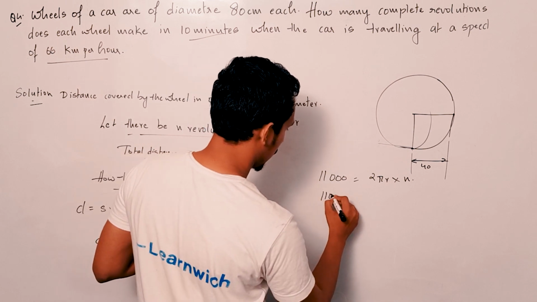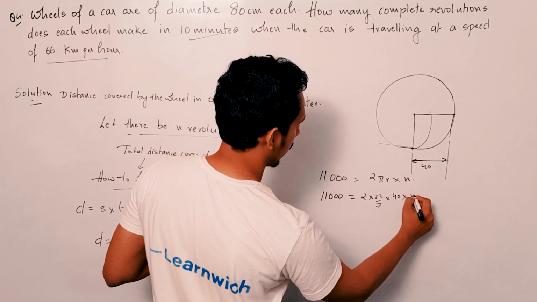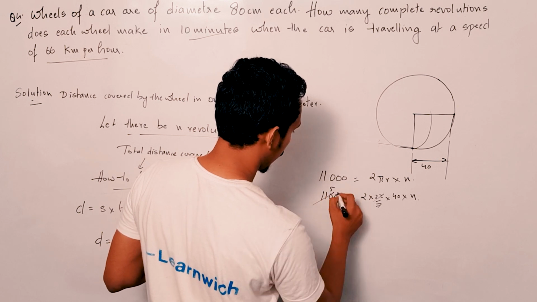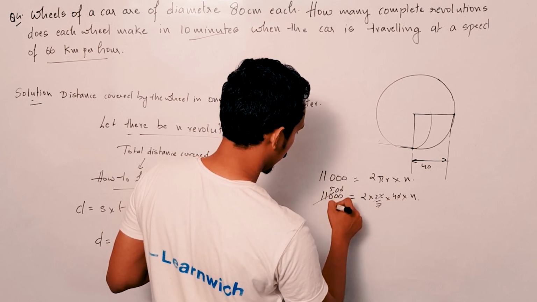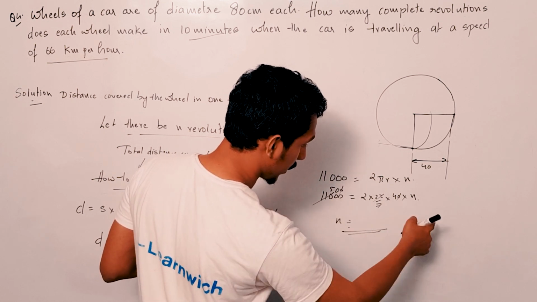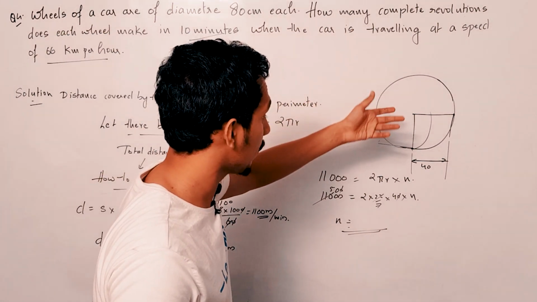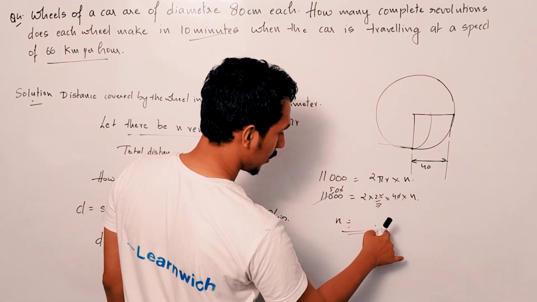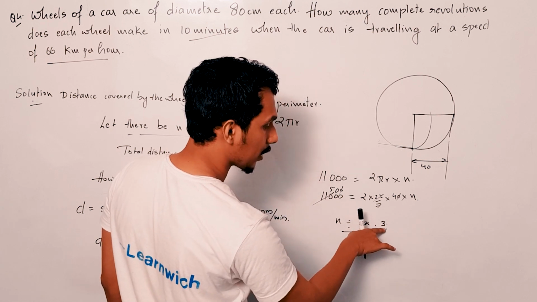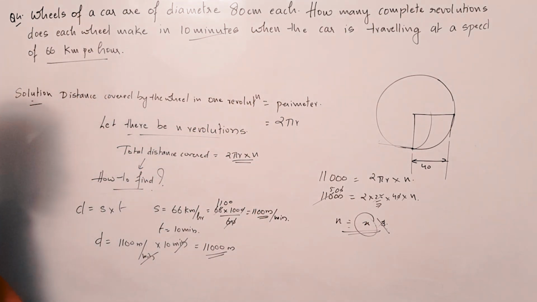Okay, so substitute values, you get 11,000 equals 2 into 22 by 7 into 40 into n. Okay, so 22 into 5 is 110, 500, 4 cancels. Then solve and find out if it is coming in points, then you can round off to the nearest value and you can find the number of revolutions by, oh, they're asking for how many complete revolutions. So if you are getting the answer in points, let's say you are getting some answer x.3, then this 0.3 is not a complete revolution. So you can eliminate this point part and this will be your answer. Okay, got it? Is it clear?